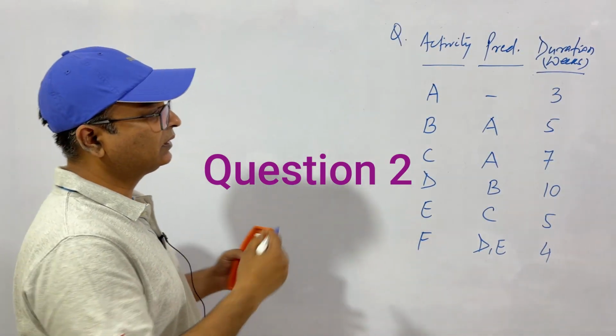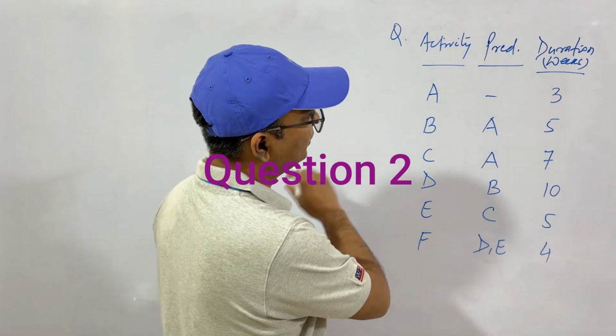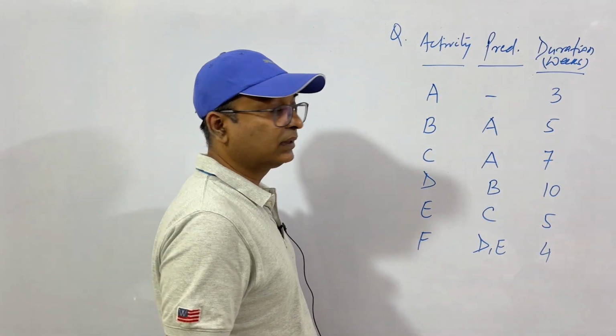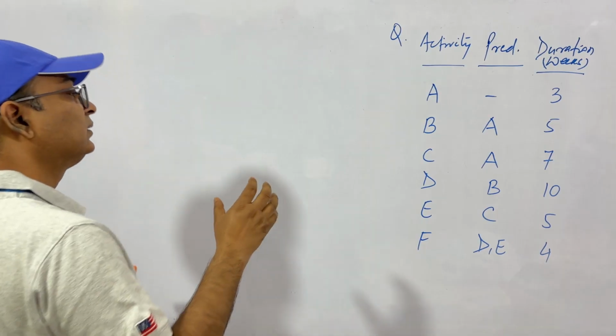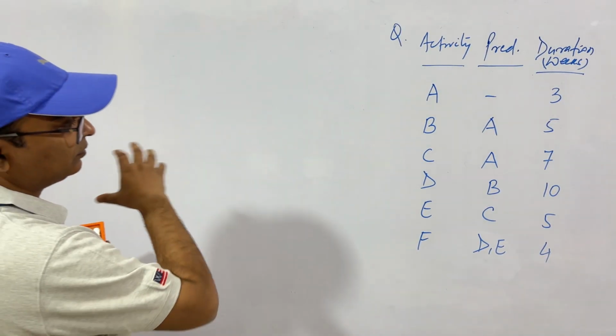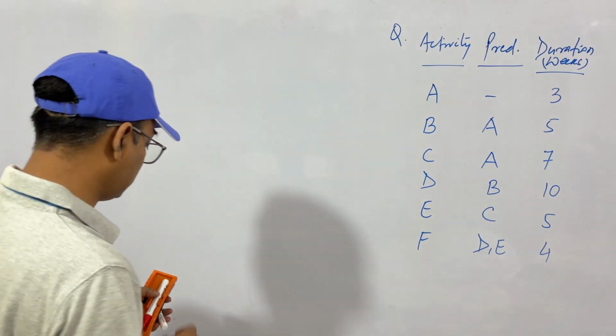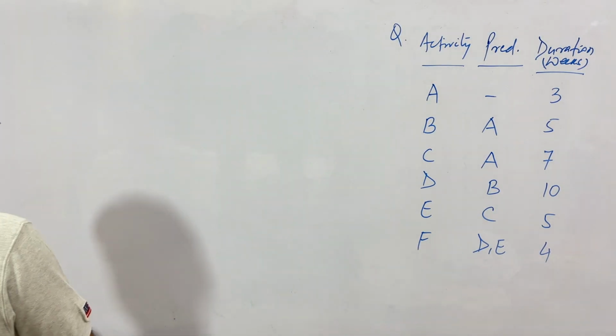Let's say second question, just a little bit ahead of the first one. These are activities, these are predecessors, and we have duration in weeks written. How to represent this? I'm doing this. You'll have a recap of network diagram, network modeling, and you'll understand how to write duration. Let's do it step by step so that everything is very clear.